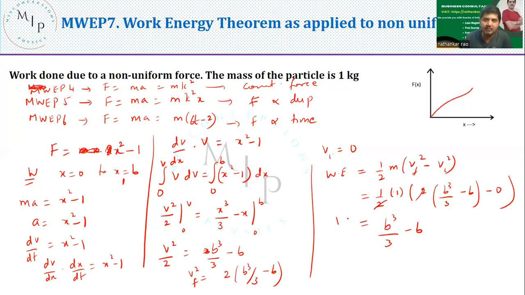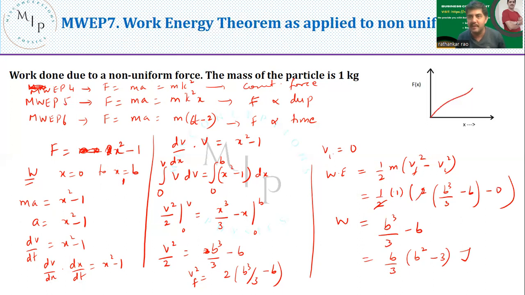This is your work done. I can also write this as b by 3 into b square minus 3 joules. So thus I am now able to find out what is the work done. If the value of b is given, that means it starts from x equal to 0 or moves a distance of 5 meters, I can substitute this value and get the value of the work. So I hope you have understood this method.